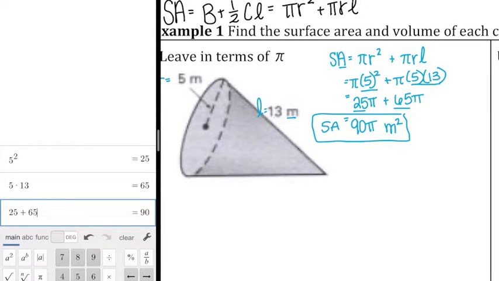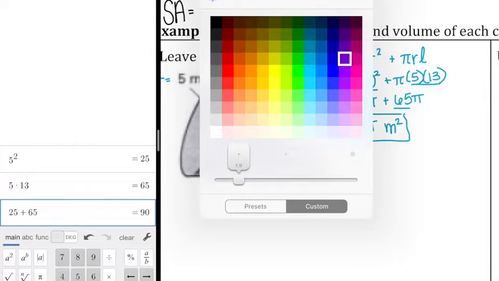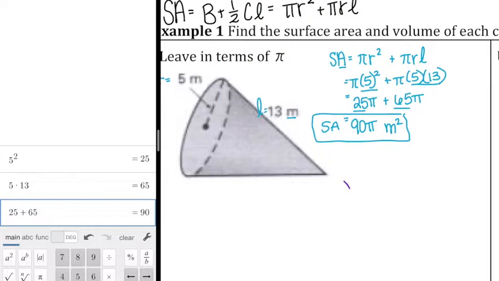So now we're going to do our volume. And so the volume formula is 1/3 the area of the base, which is a circle, so pi r squared, times the height. So I do not have the height of this cone yet. So I need to find it.